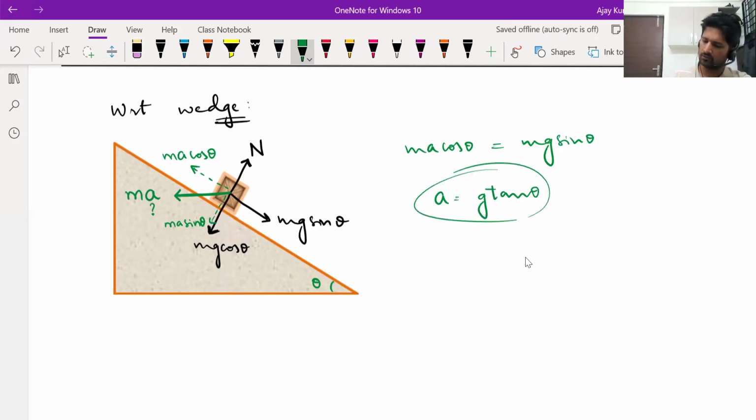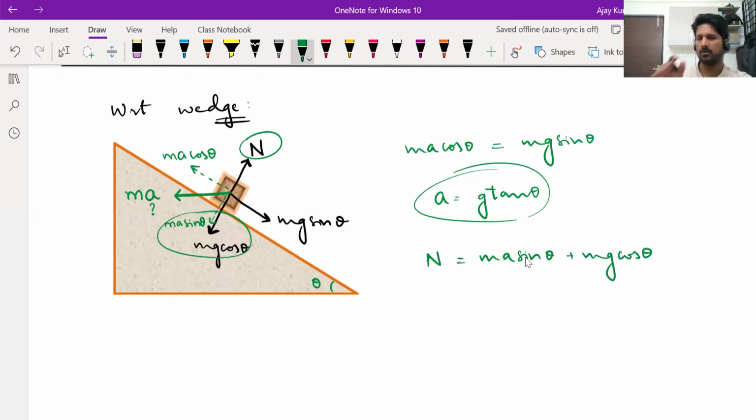And you can also find out the normal force if you want. Normal force now is supporting both ma sin theta plus mg cos theta. If you generate that much normal force, the block will not slide down the incline. It will stay there itself. So to prevent sliding of the block, the necessary acceleration of the incline is g tan theta.